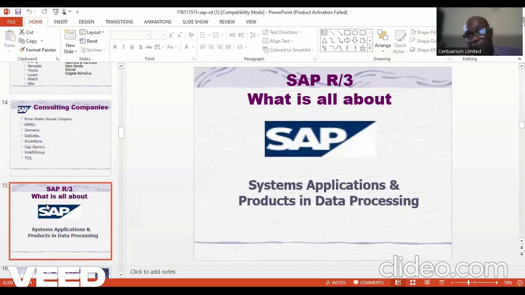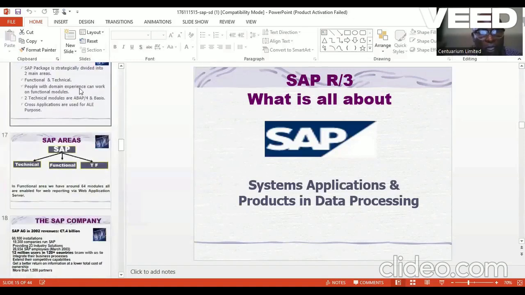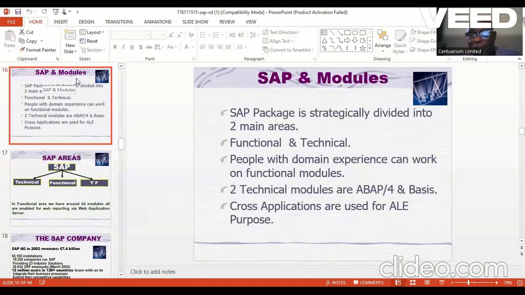What is it all about? SAP, Systems, Applications and Products in Data Processing. So I'm going to take you through it now. The SAP package is strategically divided into two main areas: functional and technical.